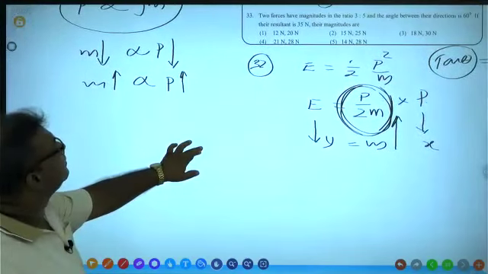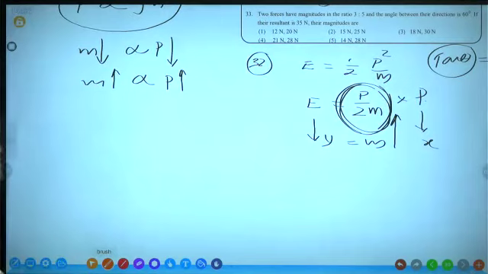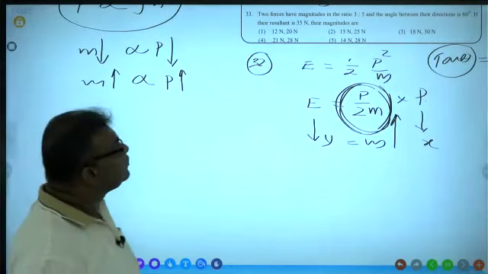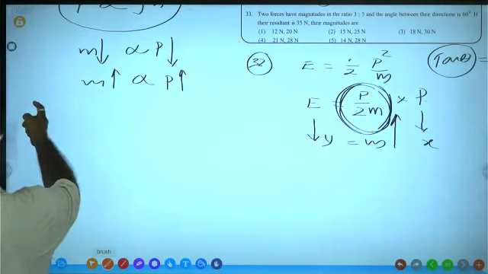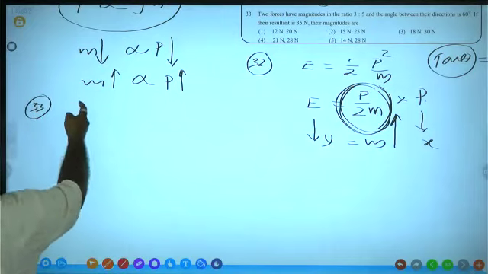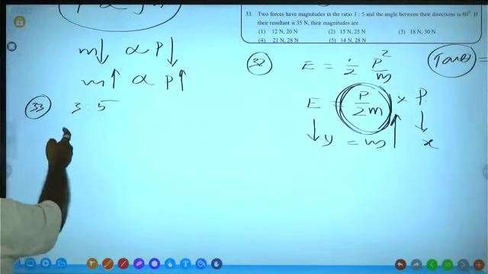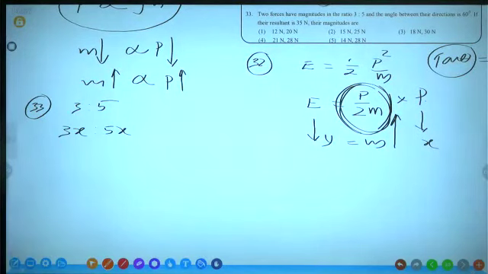Number 33. Two forces have the magnitude ratio of 3:5 and the angle between their directions is 60. Right, number 33. The ratio of magnitudes is 3:5, so the magnitudes are 3x and 5x. The resultant is 35 Newton.